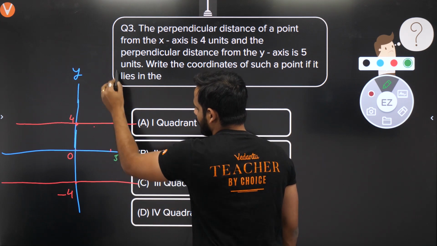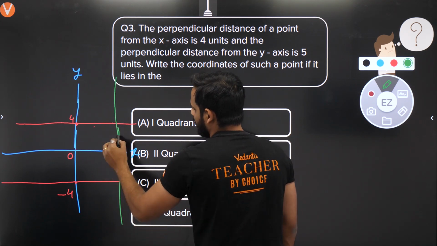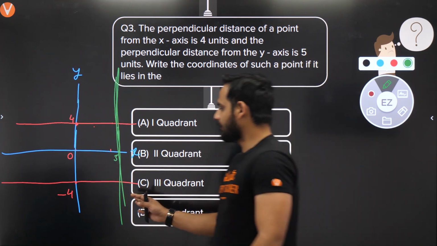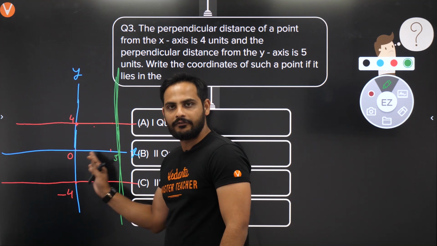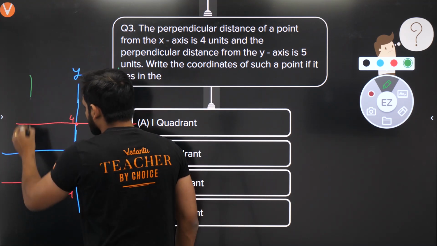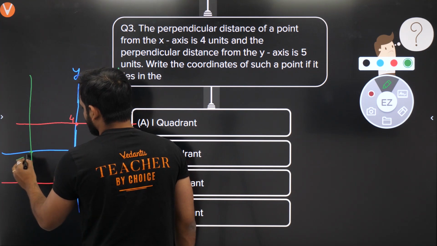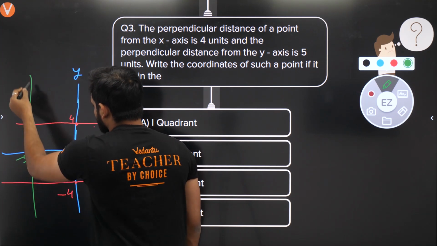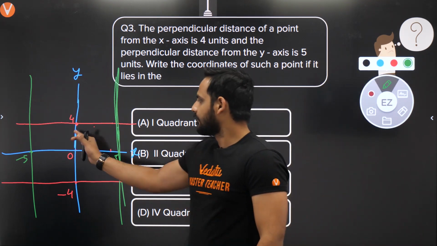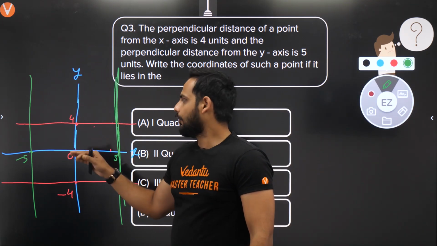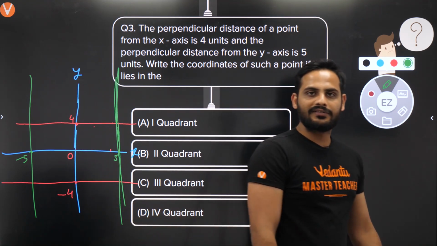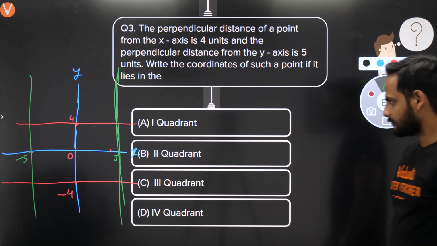So if I draw a line like this which is parallel to the y-axis, all the points on this line will be at a distance of 5 units from the y-axis. Similarly, one more can be drawn here as well at minus 5. So all the points on the green lines are at a distance of 5 units from the y-axis, and all the points on the red lines are at a distance of 4 units from the x-axis.